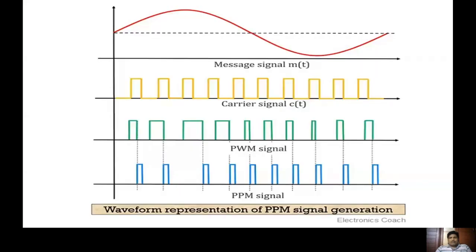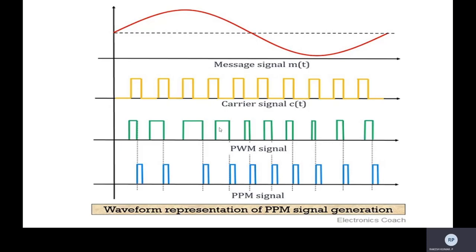So this is the waveform of pulse amplitude, pulse width modulation and pulse position modulation. Here the first one is the message signal, and the second one is the carrier signal. In the previous case the carrier signal is continuous in nature. Here the carrier signal is pulses, zeros and ones. By observing the message signal and the carrier signal, here I have obtained the pulse width modulation.